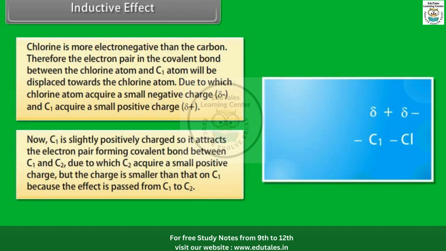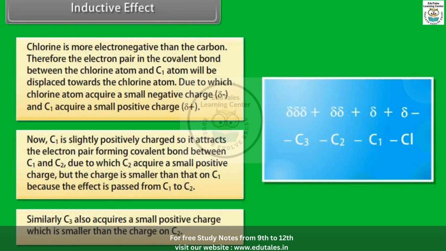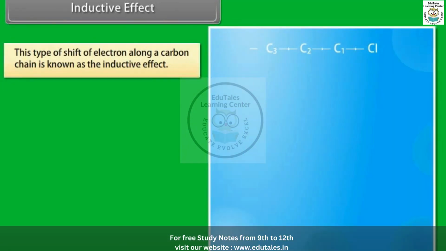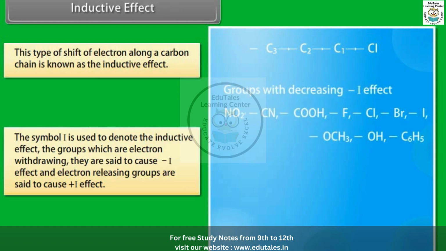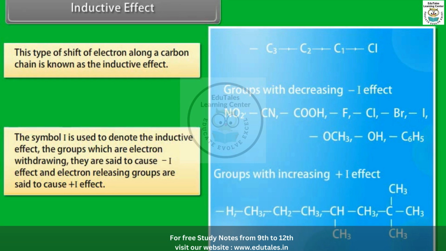Now C1 is slightly positively charged, so it attracts the electron pair forming the covalent bond between C1 and C2, due to which C2 acquires a small positive charge, but the charge is smaller than that on C1 because the effect is passed from C1 to C2. Similarly, C3 also acquires a small positive charge which is smaller than the charge on C2. This type of shift of electron along a carbon chain is known as the inductive effect. The symbol I is used to denote the inductive effect. The groups which are electron withdrawing are said to cause negative I effect, and the electron releasing groups are said to cause positive I effect.